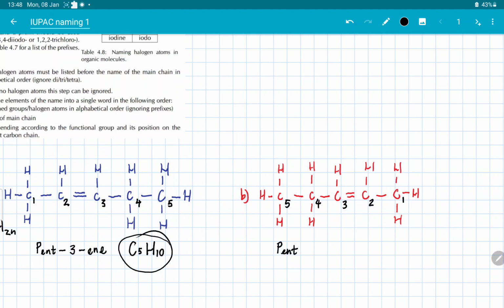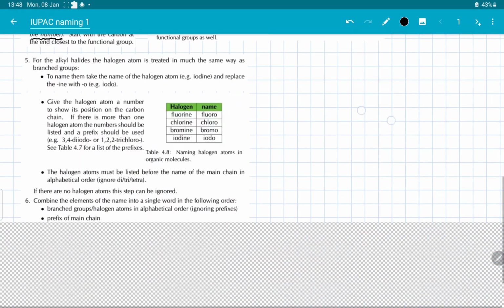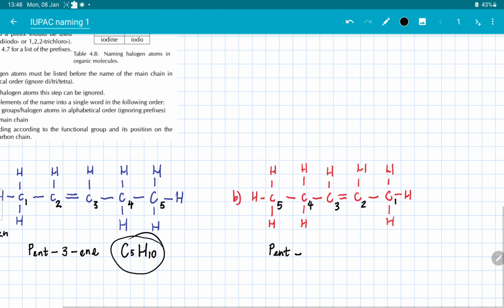A double bond makes this an alkene. So where is the double bond? Again, the lowest number of carbon possible. Let me check this. Yes, look, the double bond occupies the lowest number possible. So it's going to be pent-2-ene. So that's pent-2-ene.